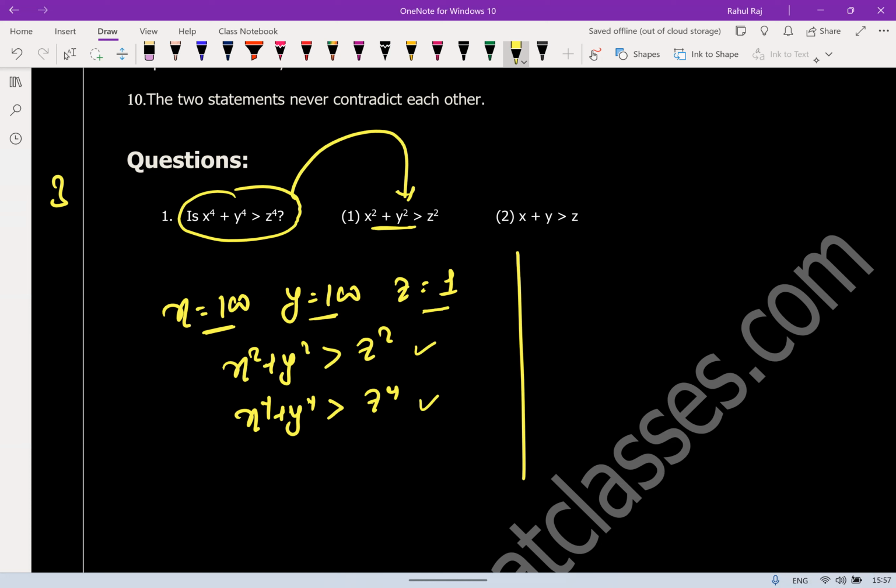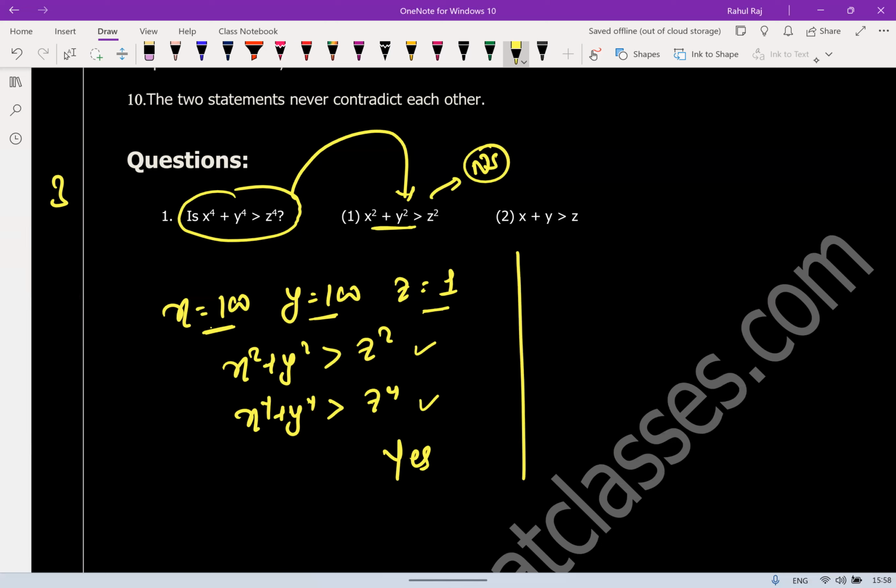Statement number one tells you that x square plus y square is greater than z square. Now, with this particular information, can you actually conclude that x to the power 4 plus y to the power 4 is greater than z to the power 4? Yes or no? So we know that even powers cannot be predicted. It is not sufficient. All I'm trying to say to you is that I've got a yes situation.